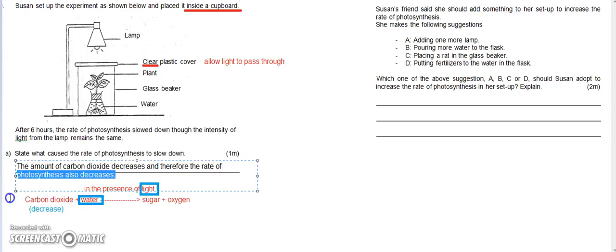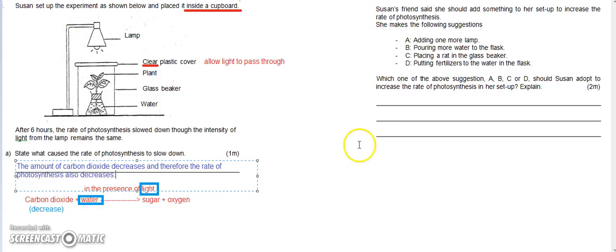Now if you were to look at this properly, the amount of carbon dioxide not only decreases, alright, what else? They will come to a point where there will be no more carbon dioxide, because there's nothing in here that gives out carbon dioxide, and the plant is absorbing everything and changing that to oxygen. So the amount of carbon dioxide decreases, and therefore the rate of photosynthesis also decreases, right? Okay, but please note that eventually the rate of photosynthesis will be very slow, almost zero, because the carbon dioxide here will be totally depleted.